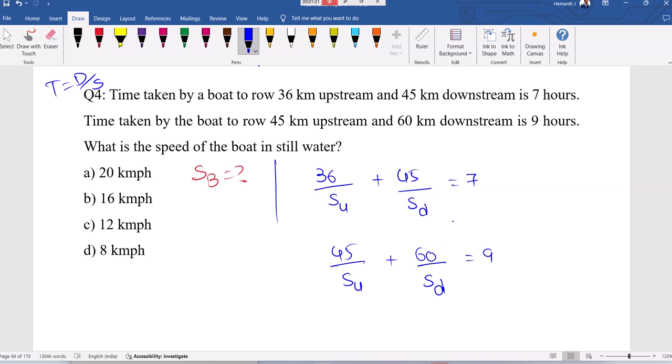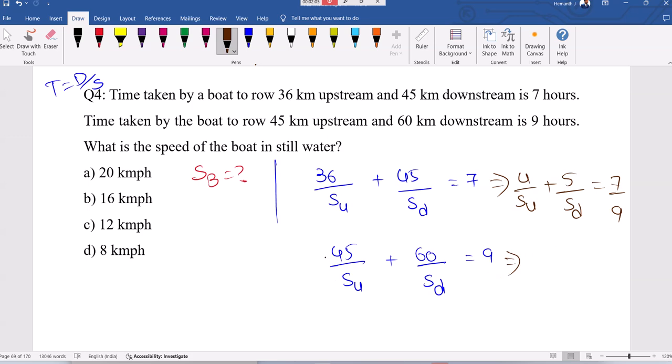I agree it's two equations, two unknowns. Okay, but we have to take care. I got one idea to solve this equation. 9 is common here, send that 9 to that side. Divide by 9, the numerator will come to this side. 4 by SU plus 5 by SD divided by 9. This is 7 by 9. Here I am dividing by 15.